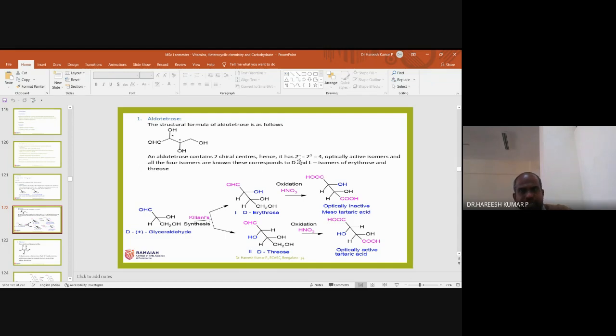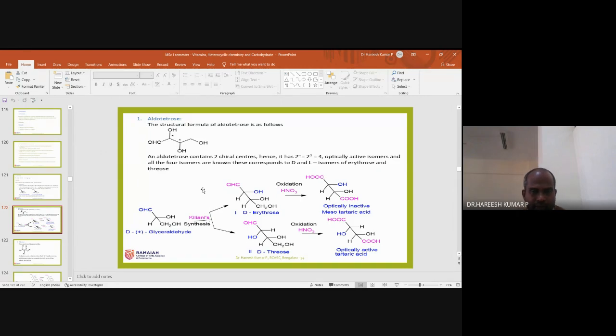2 to the power of n. Here n is equal to the number of chiral carbon atoms. You know that there are 2 chiral carbon atoms. So 2 to the power of 2 is equal to 4. So that means 4 optically active isomers are possible, and all 4 isomers are known, and this corresponds to D and L isomers of erythrose and threose. So now in this slide you need to learn what is erythrose, what is threose.